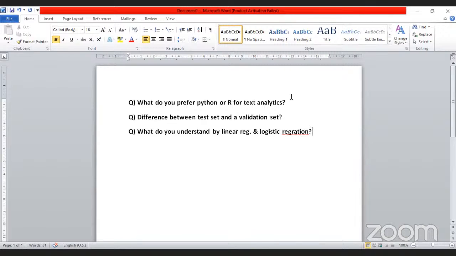Logistic regression is a statistical technique for predicting a binary outcome from a linear combination of data, right? Both use a linear combination of data, but in linear regression we are predicting the output in a continuous form, and in logistic regression we are predicting our output in a binary form, right? So this is the basic understanding of linear regression and logistic regression.